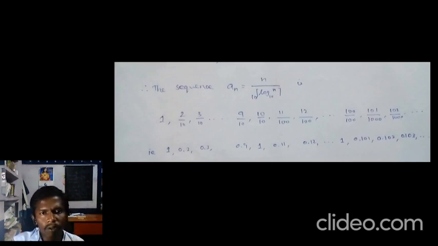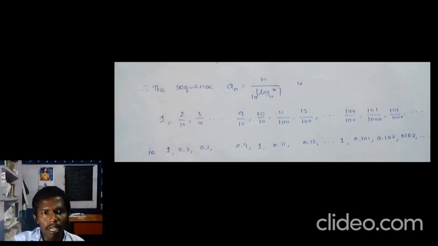When you come to the 11th term, the ceiling function of log 11 is 2. Therefore, A11 will become 11 by 100. In a similar way, A12 will become 12 by 100, and it goes on up to the 100th term. The 100th term is 100 by 10 power the ceiling function of log 100, which is 2. Therefore, 100 by 100 will become 1, and it goes on.